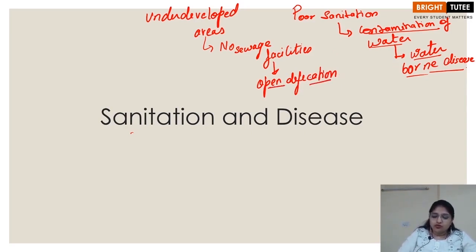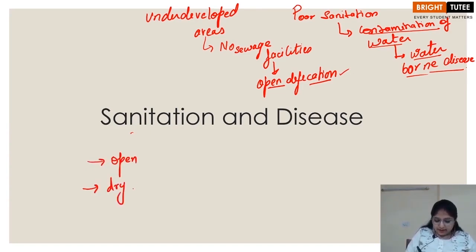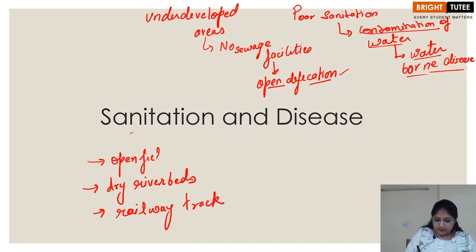Now, open defecation usually occurs among a large number of people in India, because much of the population is in the rural areas, and they tend to defecate in the open. And what are these open areas where they defecate? They usually go on open areas or dry river beds, or they go on the railway track, or open fields, and so on.